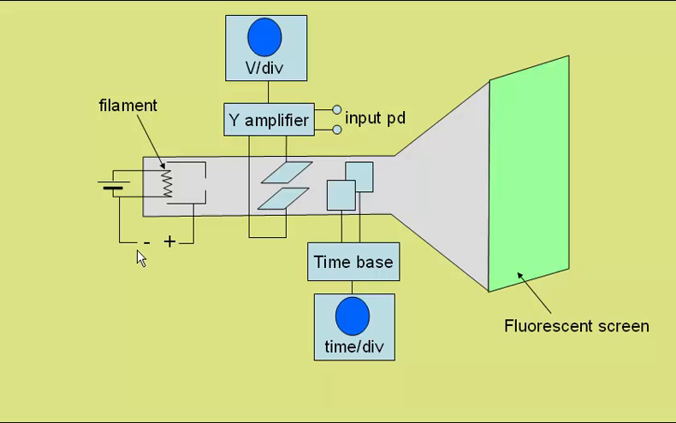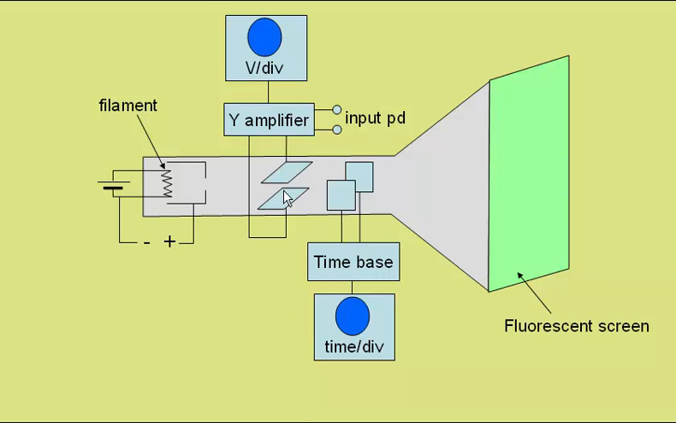Next, we have a high voltage across here, keeping the filament negatively charged relative to the anode here, which is positively charged. The electrons which have been boiled off by the heated filament will find themselves attracted towards the positive anode. Many of them will pass straight through this gap towards these horizontally aligned plates.